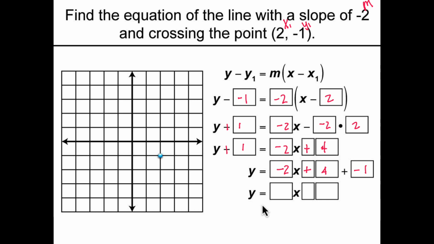Simplifying, we get the slope-intercept form. y equals -2x plus 4 plus -1 is plus 3. And this is the graph of the line that passes through this point.